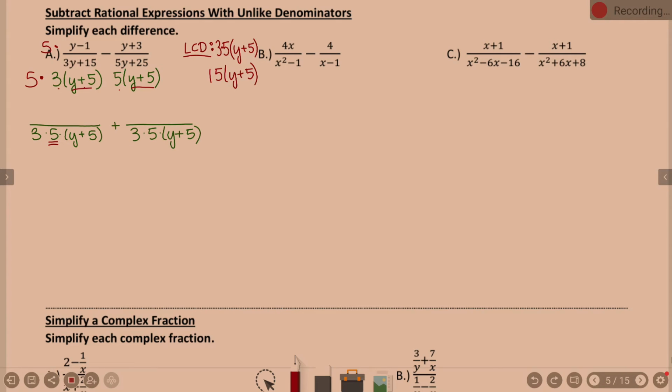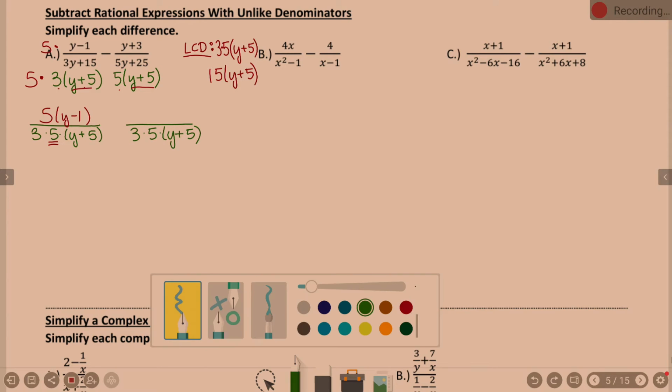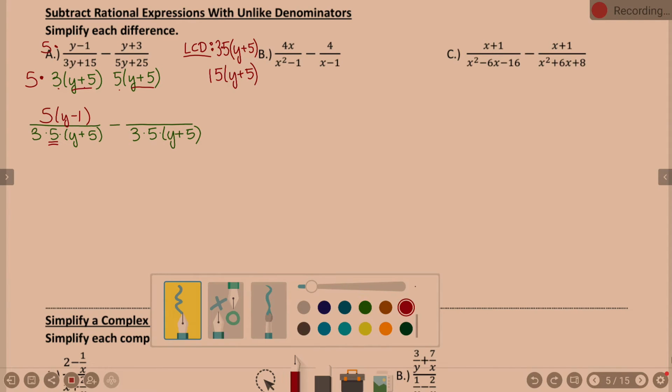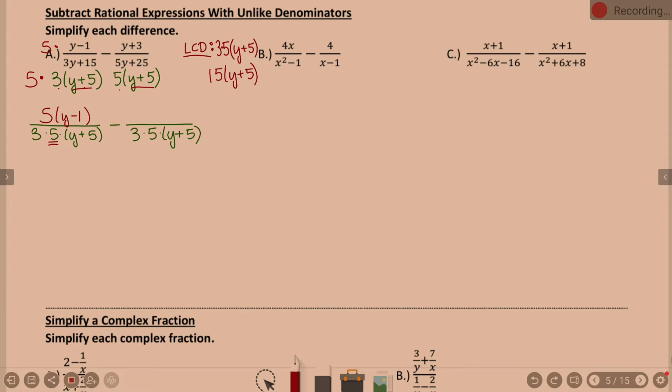So I need to be multiplying 5 times y minus 1. Okay, I have to pause. Did I say it wrong, or did I just write it wrong? What type of problem are we doing here? Subtraction. What's that supposed to be? Subtraction. I don't know if I said it wrong or if I just wrote it wrong, but don't do what I did. Don't follow my example today. I'm obviously setting bad examples.